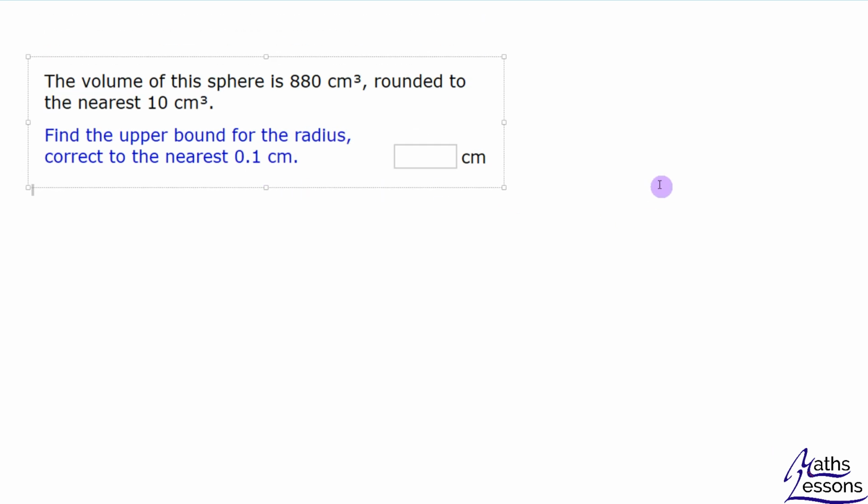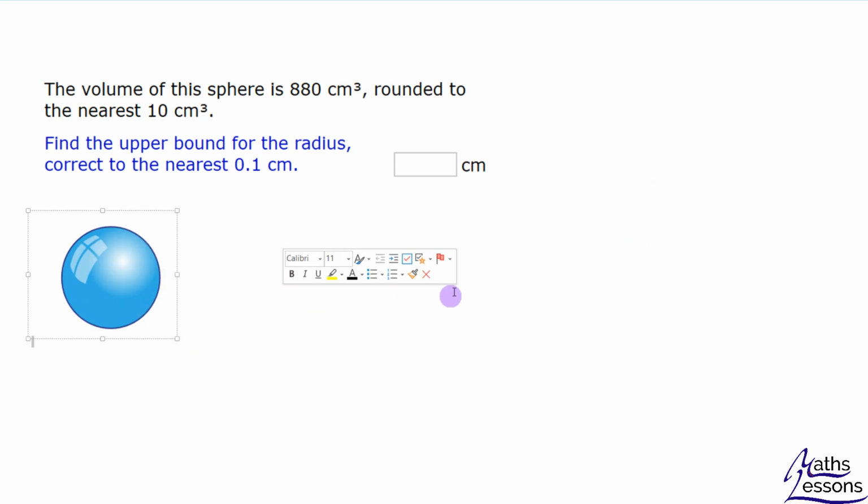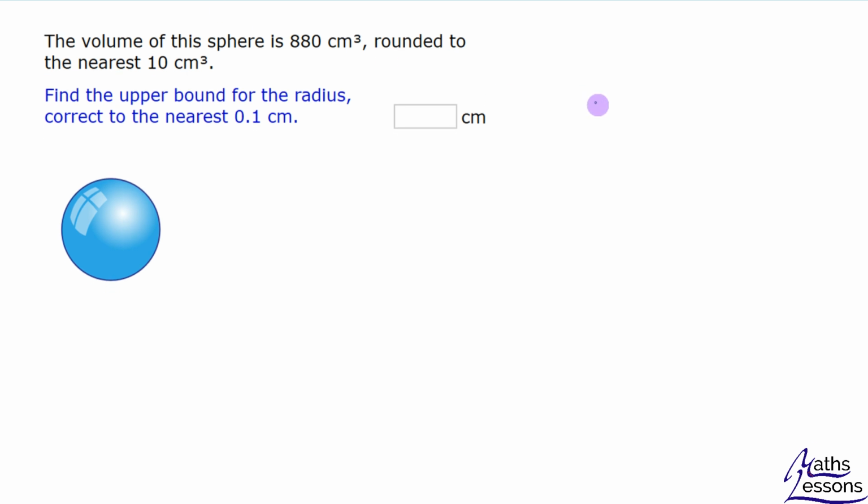Okay, here we go. Sorry, just lost the picture there somewhere. There we go. So we've got the volume of this sphere is 880 centimetres cubed, rounded to the nearest 10 centimetres cubed. But first of all, you need to know the volume of a sphere. Generally on the GCSE, they will give you this formula on the question. But it's 4/3 pi r cubed. You should really know all your formulae anyway. And we know the volume is 880 to the nearest 10 centimetres cubed. The upper bound will be 885.